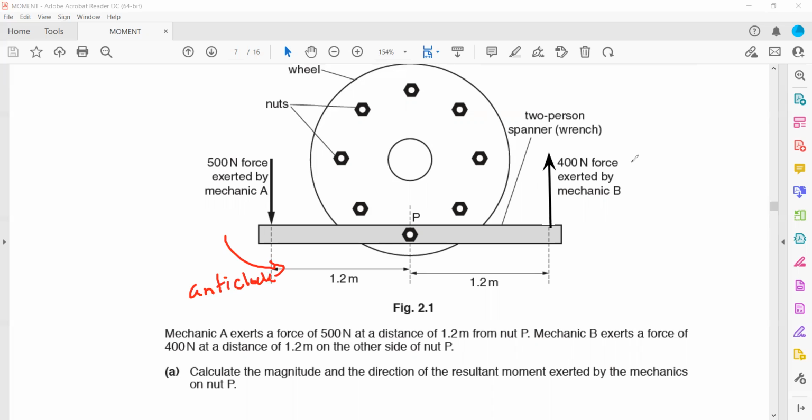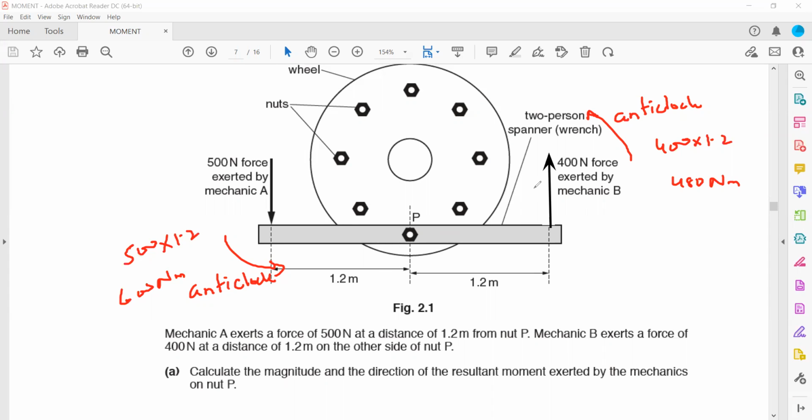So which direction will this cause a rotation or turning effect? Now it will be anti-clockwise as well. Even though the forces are in opposite directions, the direction of their turning effect is the same. So they are applying the turning effect in the same direction. So the anti-clockwise moment for mechanic B now will be 400 into 1.2, which is equal to 480 Newton meter. And for mechanic A, we already calculated 500 into 1.2 equals 600 Newton meter. Now we have to calculate the resultant turning effect.